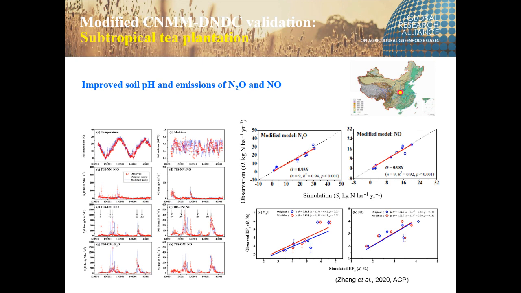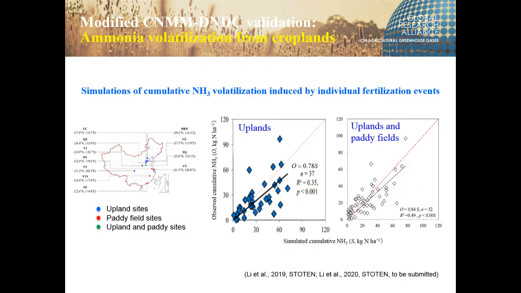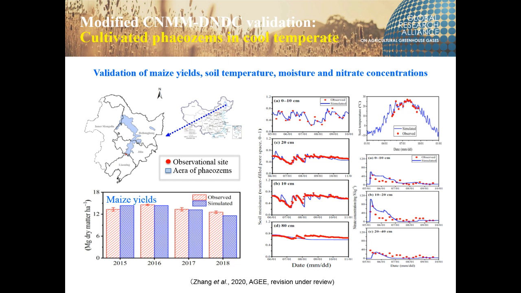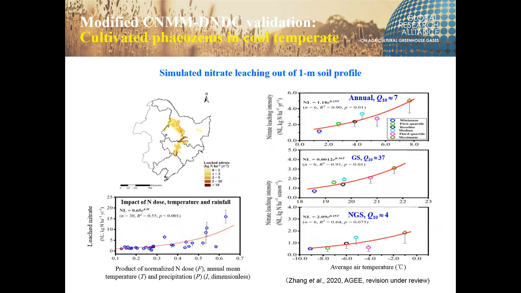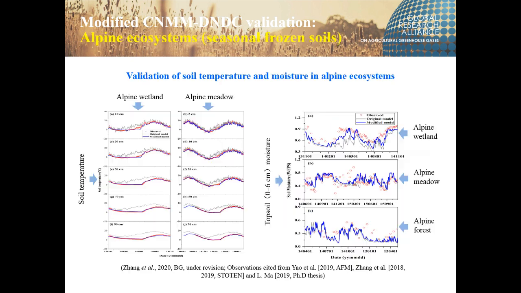Through the following slides, I try to show the validation of the updated model. These slides are for the validation in the subtropical tea plantations, and this slide for the validation of ammonia volatilization from croplands at multiple field sites. This slide is for validation of cultivated cropland, cultivated black soil in a cool temperate region. And this validation mainly focuses on the nitrate leaching out of the soil profile.